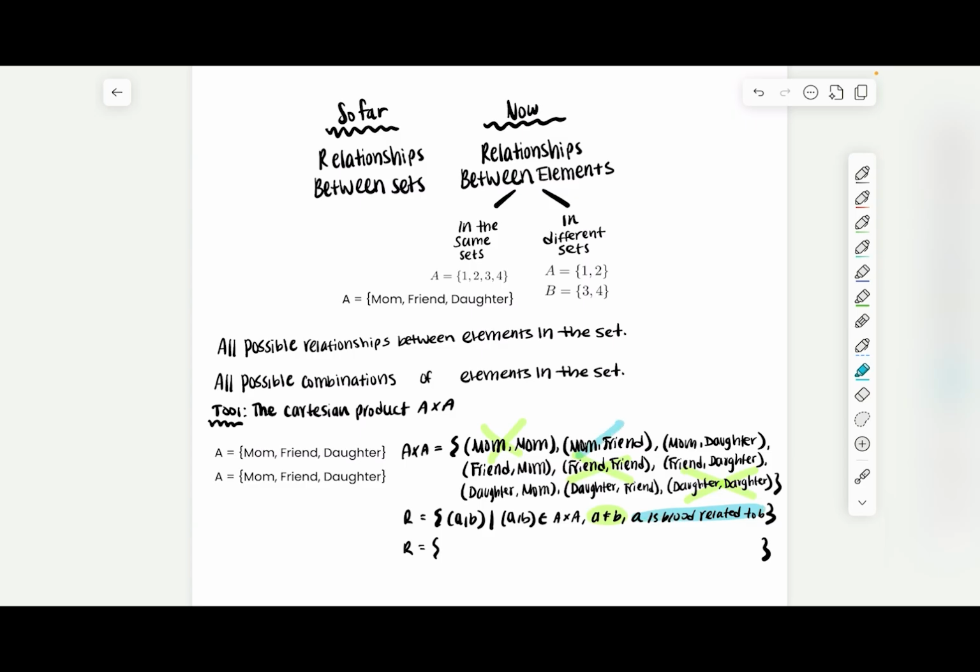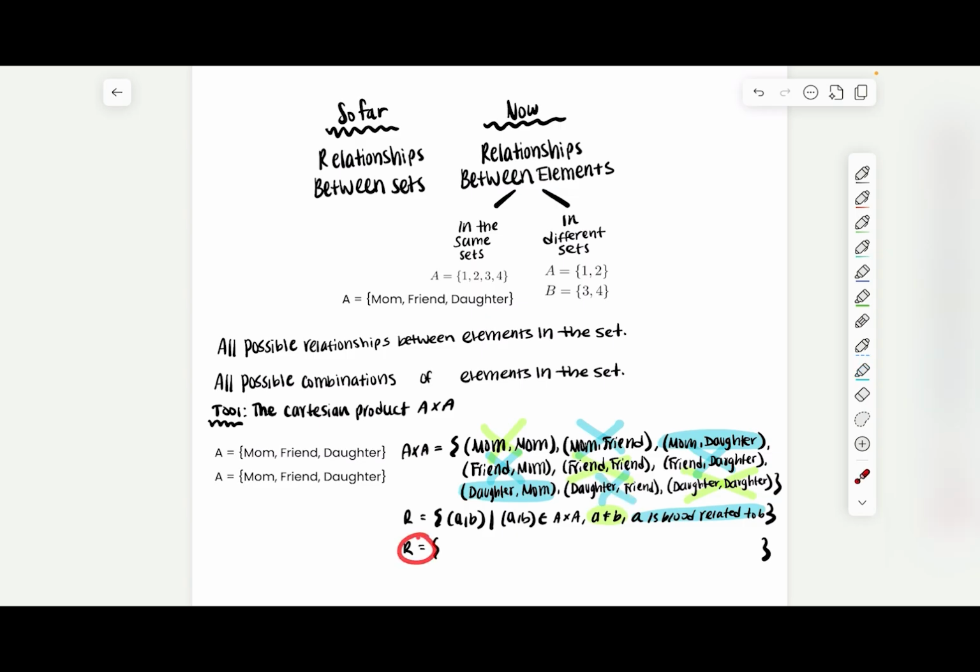So I already know it's not going to be mom and friend because a mom and a friend are not blood related. I know it's going to be mom-daughter because mom and a daughter are blood related. It's not going to be a friend and a mom. It's not going to be a friend and a daughter because a friend and a daughter are not blood related. It is going to be daughter and a mom because, again, daughter and mom are blood related. It's not going to be a daughter and a friend, and that's it.